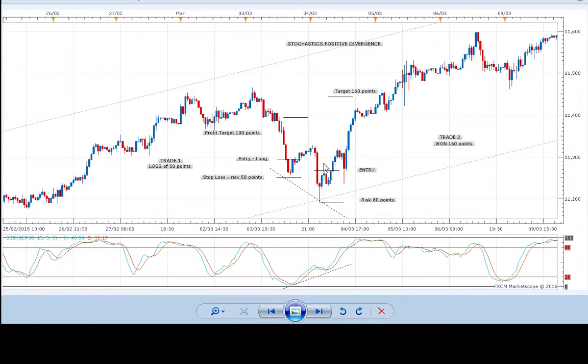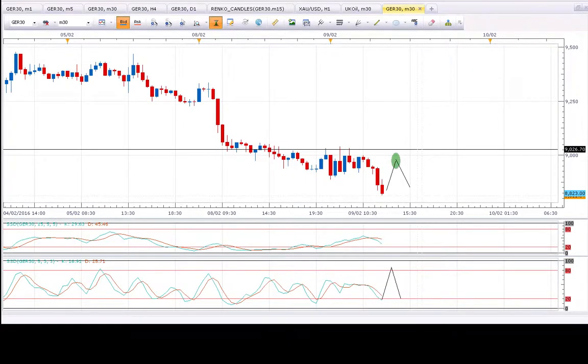So we only won one of the two trades, but we actually won 160 points on the second trade after losing 50 points on the first trade. So total profit, 110 points. You know, £10 a point, or I don't know what you're trading, £1 a point, 50p a point, 10p a point. It doesn't really matter. You'd be in profit. Okay. So that's positive divergence. Let's find another example.